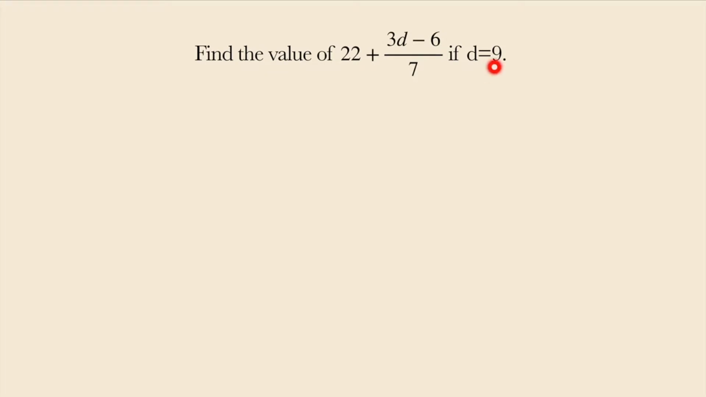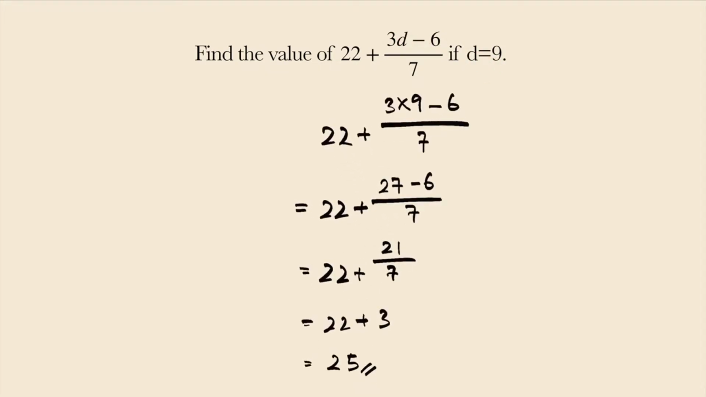Right, we're going to substitute d equals 9. Therefore, 3 times 9 will be done. 27 minus 6, that's 21 over 7, that's 3. And then 25.